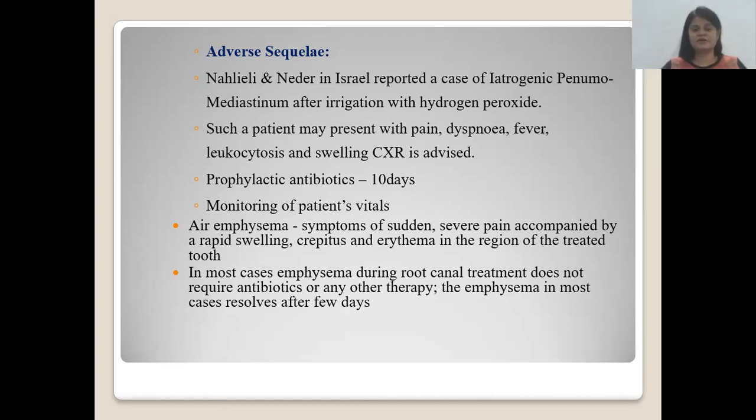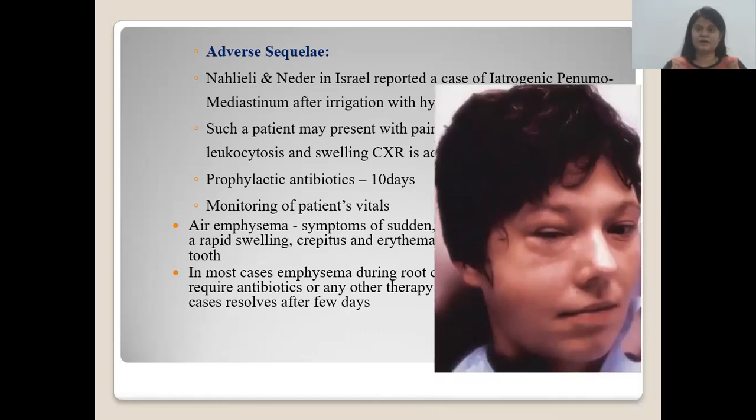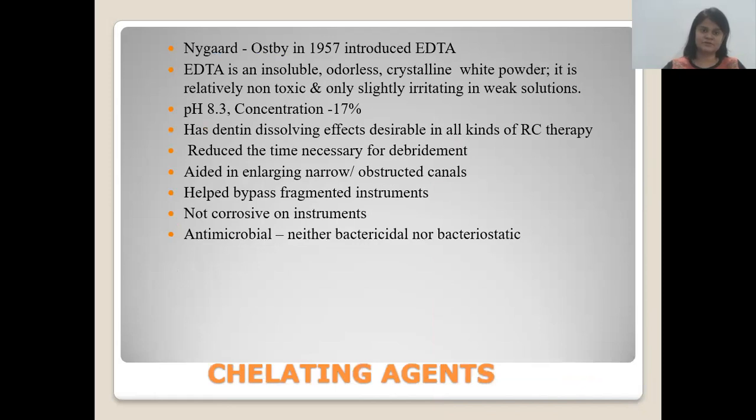Another adverse sequela of hydrogen peroxide is emphysema. Symptoms include sudden severe pain accompanied by rapid swelling, crepitus, and erythema in the region of the treated tooth. In most cases, emphysema during root canal treatment does not require any antibiotics or other therapy, and will resolve in a few days. This is a photograph showing emphysema which occurred in a patient after irrigation with hydrogen peroxide.